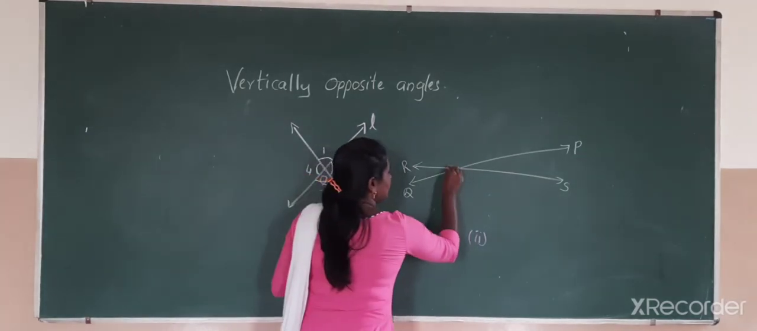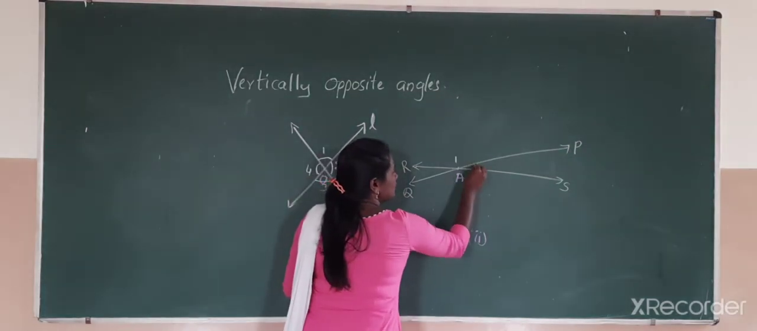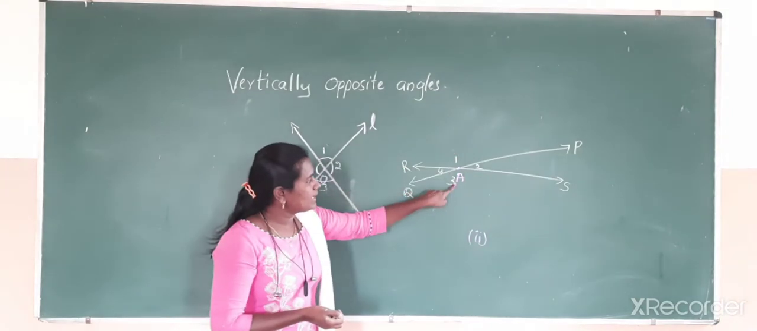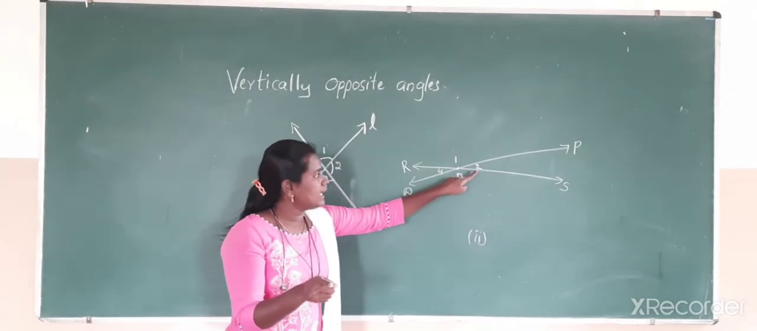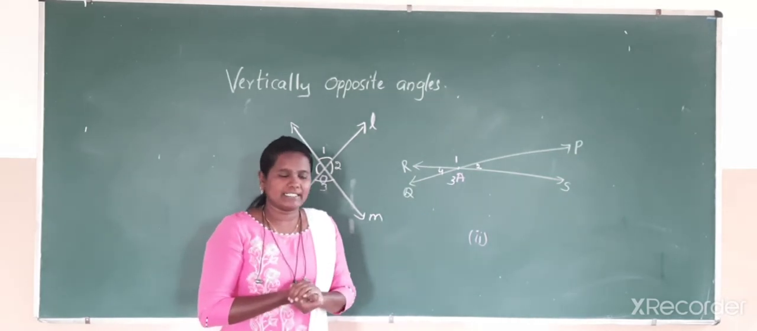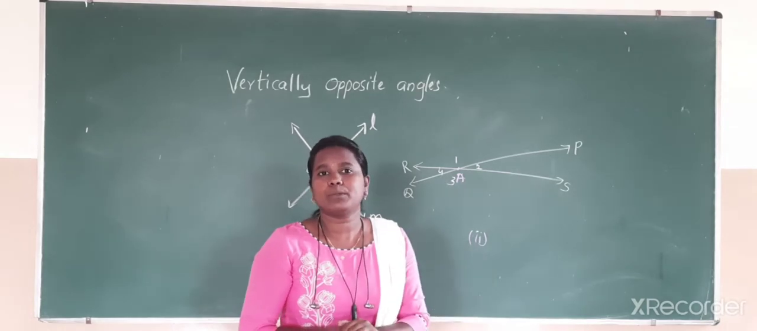Now, in this figure, here also how many angles are there? 4 angles are there. This is 1, 2, 3 and 4. Here also 1 and 3 are vertically opposite and another pair is 2 and 4 are vertically opposite angles. Now, how will the vertically opposite angles be?